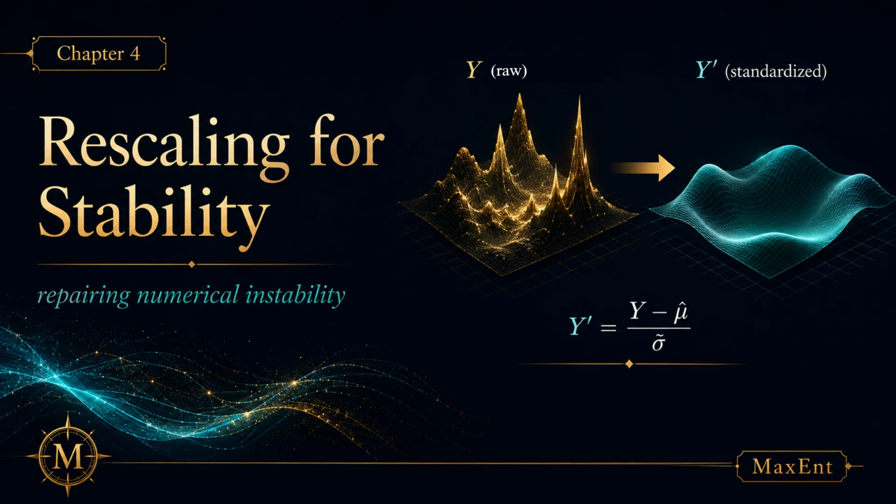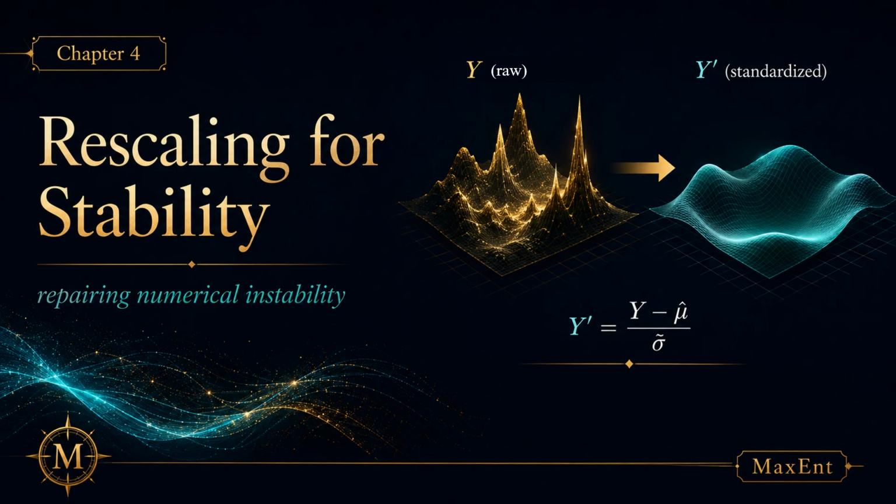Now remember, a moment is the expected value of a random variable raised to some power. So the fourth moment is the expected value of y to the fourth power. If y is bigger than 1, that number can be much larger than the first moment. And so all of a sudden we have parameters that are working with data of wildly different scales.